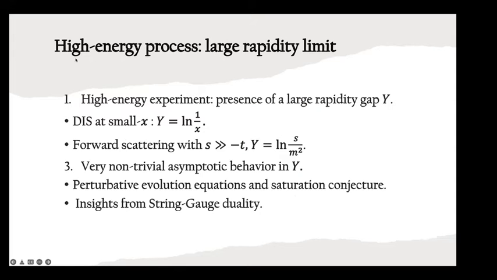Today I'm going to talk about a different kind of entanglement, namely for systems with a large rapidity gap, which is most suited to describe high energy experiments. For example, for DIS at small x, the rapidity gap is given by the log of 1 over x, where x is the Bjorken x, or the momentum fraction of the parton. Another standard example is forward scattering of two nucleons or two dipoles with the center of mass energy much larger than the momentum transfer. In this case, the large rapidity gap is given by the log of the center of mass energy.